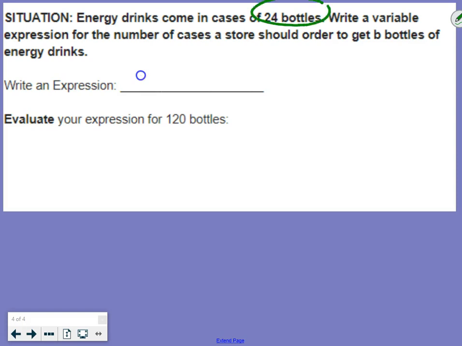Well, each case comes with 24 bottles, so it's actually going to be the number of bottles we need divided by the total number of bottles per case. So this is actually a division problem. So you can write it as a fraction, or you could write B divided by 24.